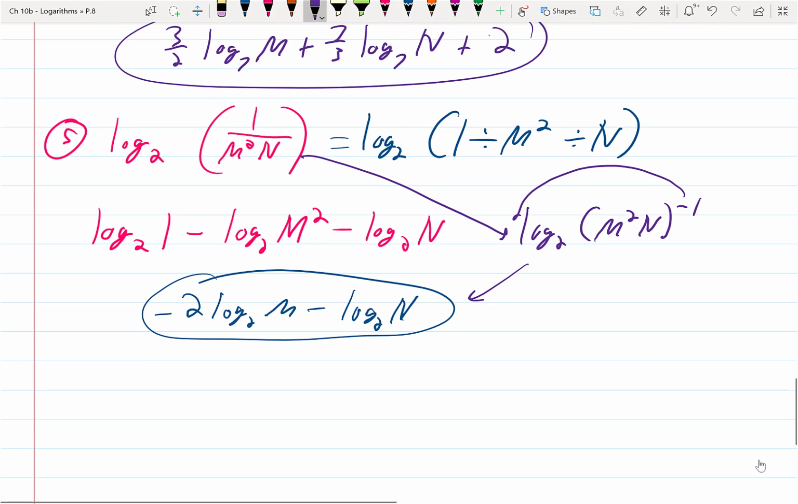Okay. Next set of directions. You're going to see the directions that say to write as a single logarithmic expression. I'm just going to use the words combine. Combine, squish, make it 1.